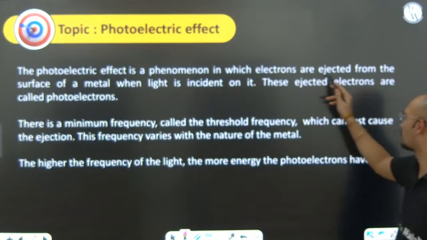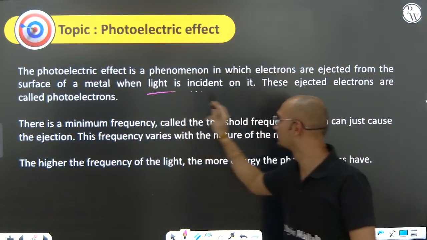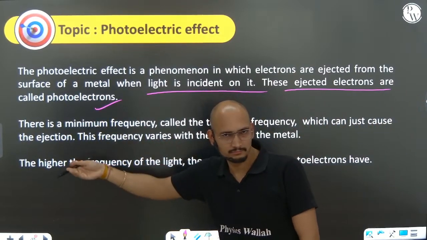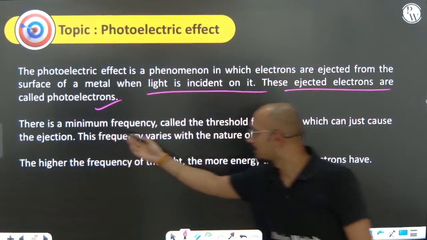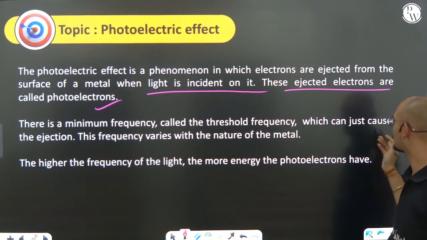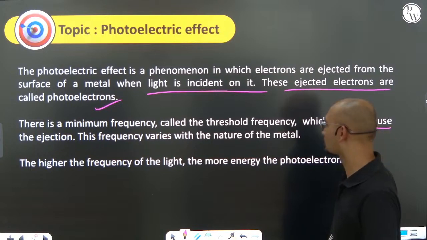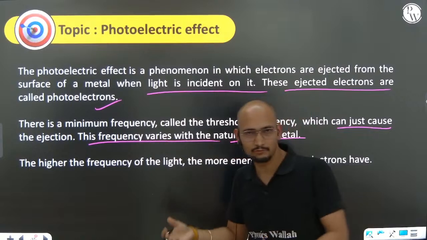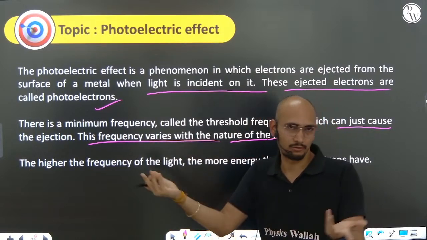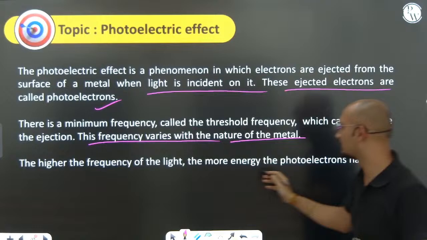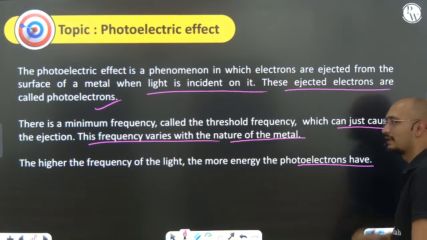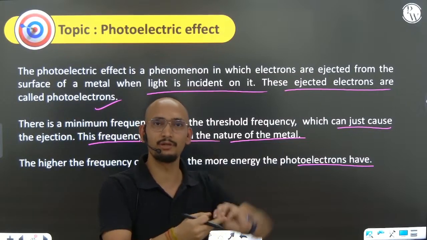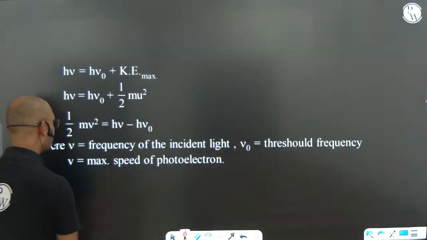So how the whole formula goes: the photoelectric effect is a phenomenon in which electrons are ejected from the surface of a metal when the light is incident on it. These ejected electrons are called photoelectrons, because of course they are coming due to photo. There is a minimum frequency called threshold frequency, which can just cause the ejection. This frequency varies with the nature of the metal. Of course, if the metal is very easily giving the electron, of course it can change, right? The higher the frequency of the light, the more the energy of the photoelectrons will have. Of course, if you give higher energy, let's say 180 unit of energy, 100 just to uproot, extra will be 80. The more the kinetic energy will be there.